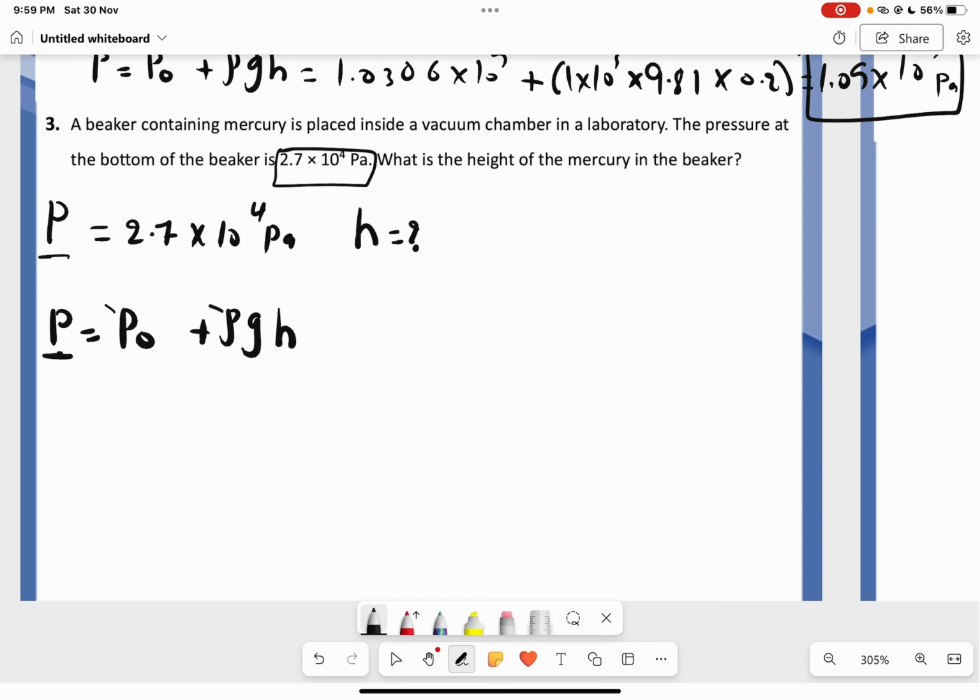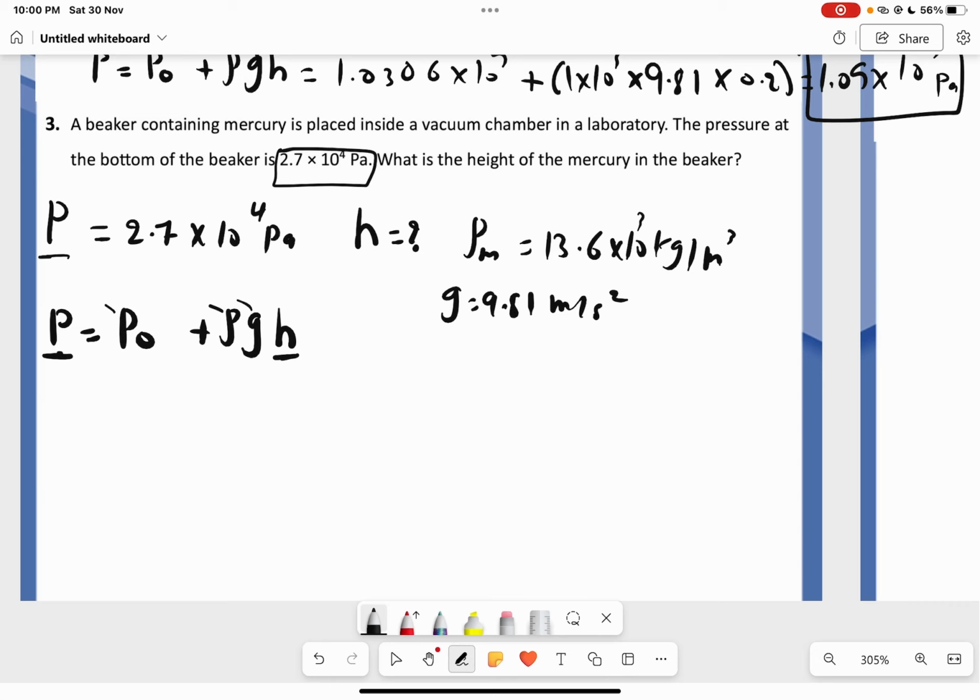Do we have density? Yes, we have the density of mercury. Let's write rho is equal to 13.6 times 10 to the power of 3 kilogram per meter cubed. Then, do I have g? Yes, I have gravity, which is equal to 9.81 meter per second squared. Then I need this one.